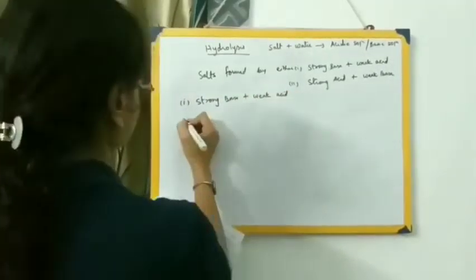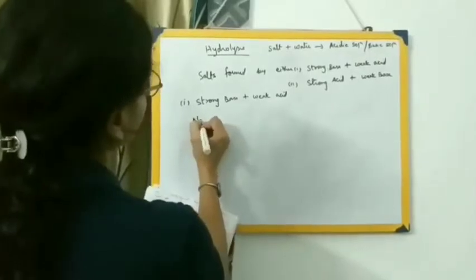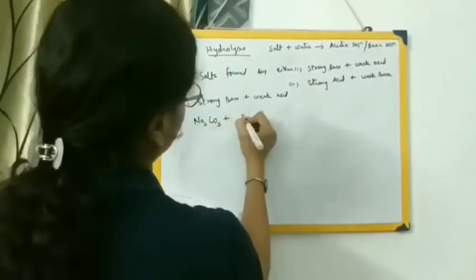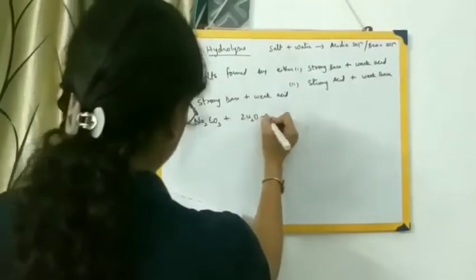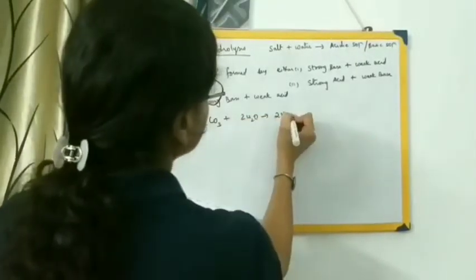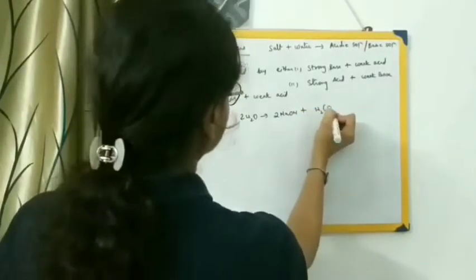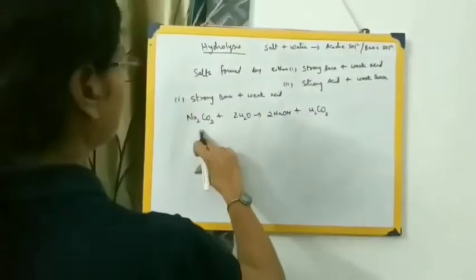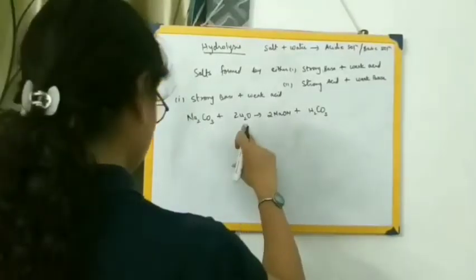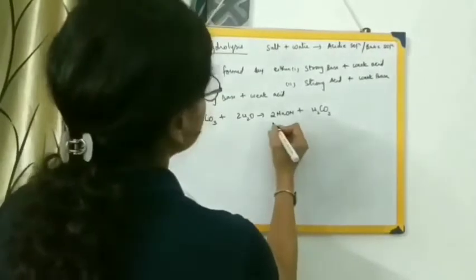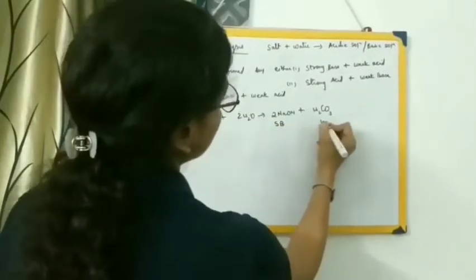So here we have our first reaction, that is sodium carbonate plus water molecules forming over here 2NaOH plus H2CO3. Let me just check the equation. Sodium carbonate plus 2 molecules of water, 2NaOH plus H2CO3. So what is this? This is a strong base and this is a weak acid.